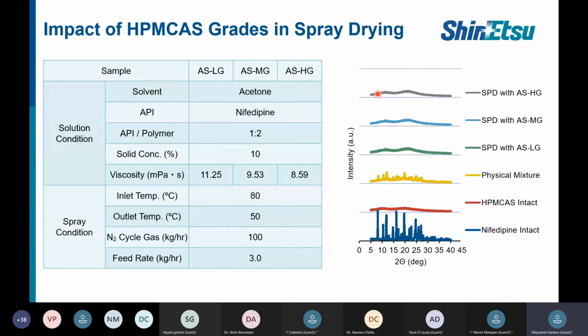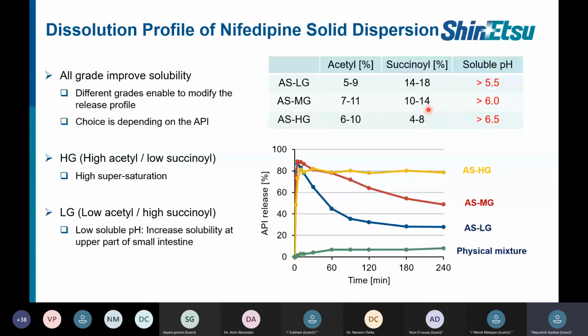That is the purpose, and the second purpose of this study particularly was just to check the dissolution profile of nifedipine, and we can conclude that all grades improve the solubility, but different grades are unable to modify the drug release profile. So for example, if you can see the dissolution profile with AS-LG, MG, and HG, all are increasing the dissolution profile or the solubility, but only ASHG is the grade which successfully maintains supersaturation throughout the 240 minutes of the time profile. So from that we can say the grade selection is also important.